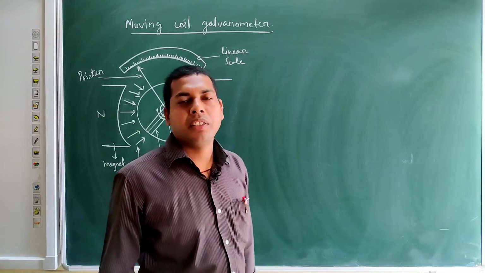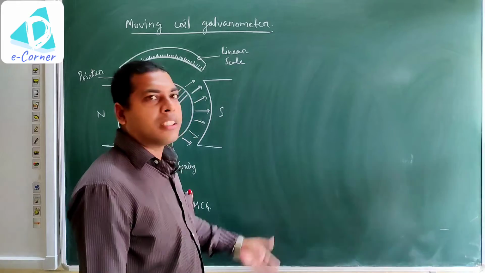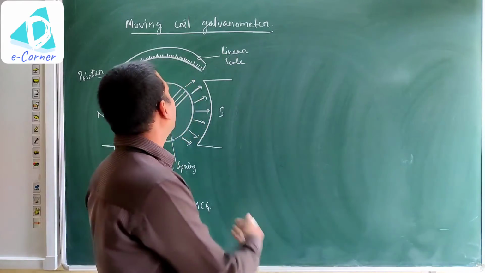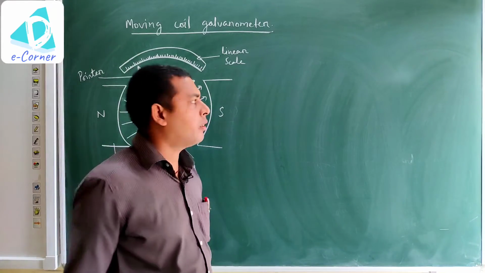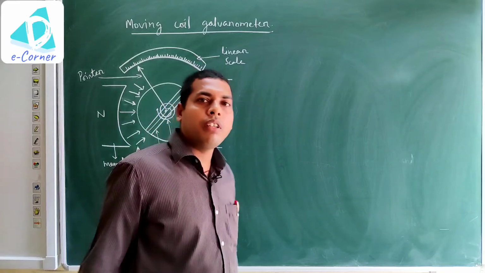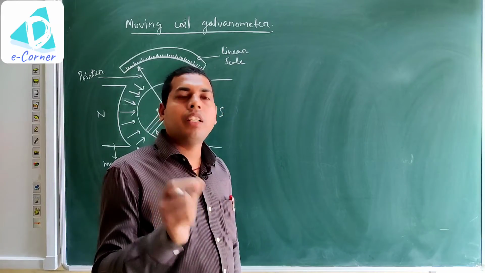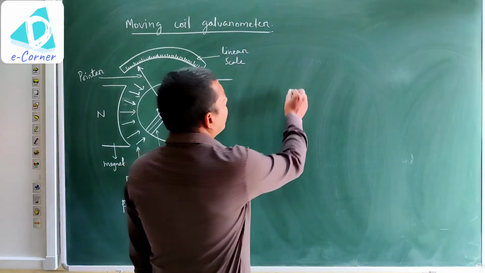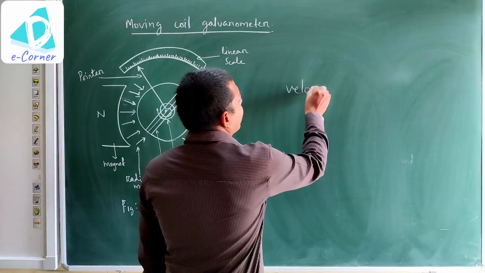Today in this class we are going to discuss the moving coil galvanometer. Before going to the moving coil galvanometer, I just want to tell you that there is a topic, velocity selector.